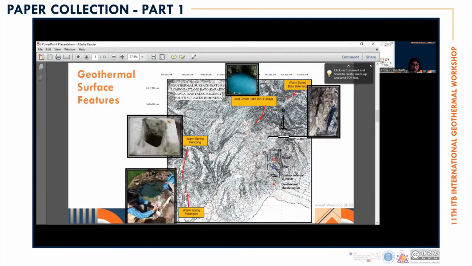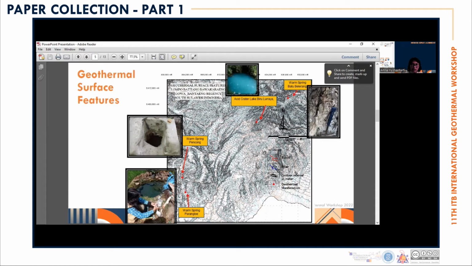The geothermal surface features. There are two groups of geothermal surface features. It is the Lompobattang group surface features. They consist of warm spring, Batu Belerang, and acid crater Lake Biru Raya.